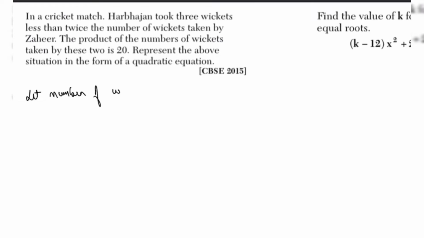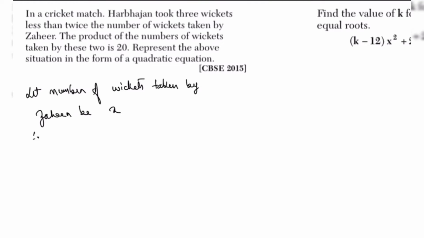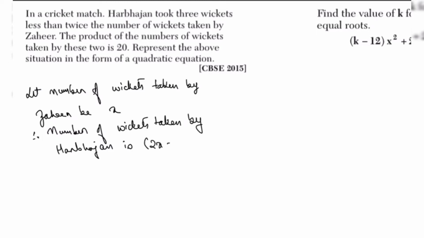Let the number of wickets taken by Zahir be x. Therefore, the number of wickets that were taken by Harbhajan is 3 less than twice the number, so 2x minus 3.